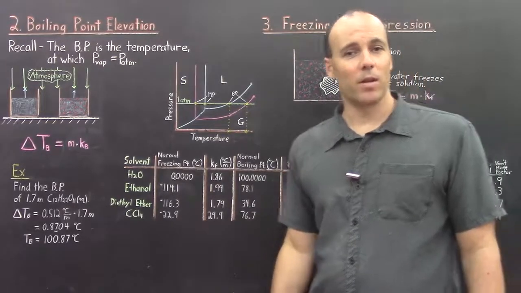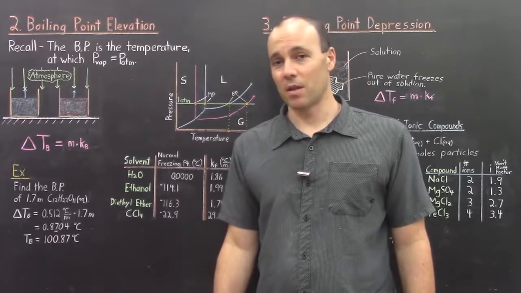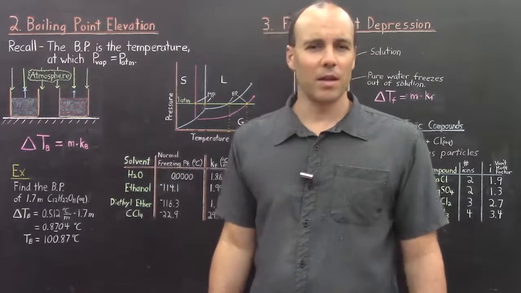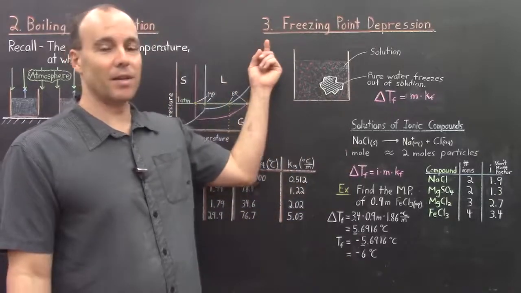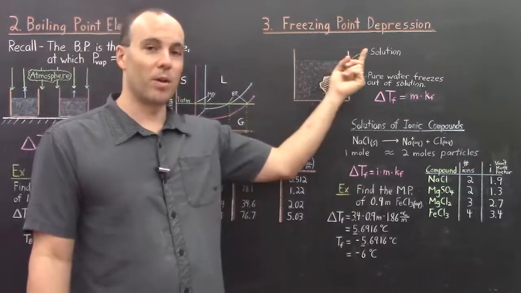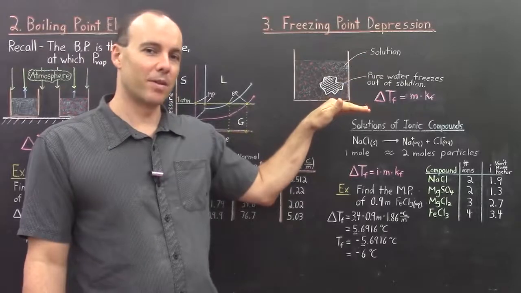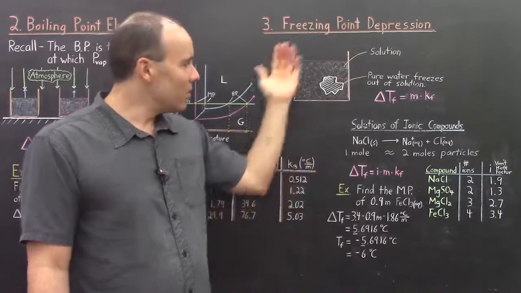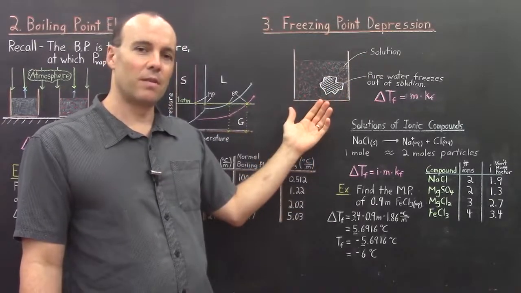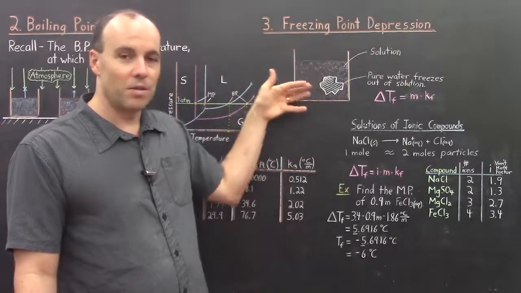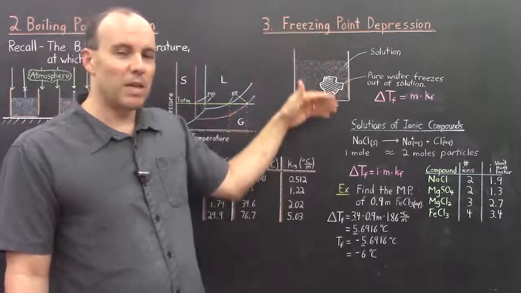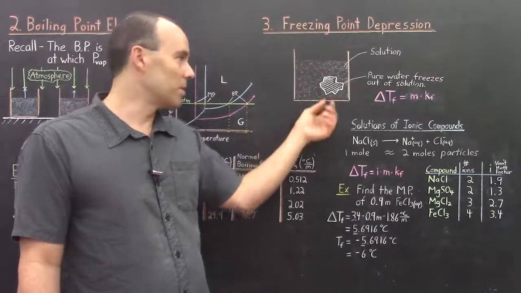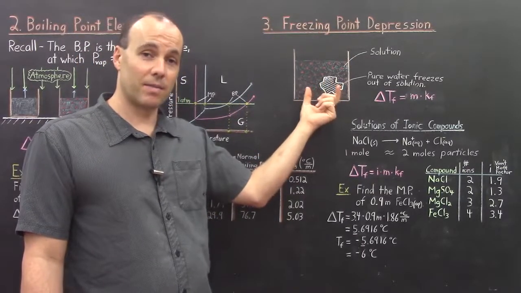Now the freezing point is also affected by the presence of a solute, and we can see how that works by this diagram. This is the third colligative property, the freezing point depression. It gets lower. So here's a solution of some solute dissolved in water, and this solution is being cooled down cold enough to start to form ice.